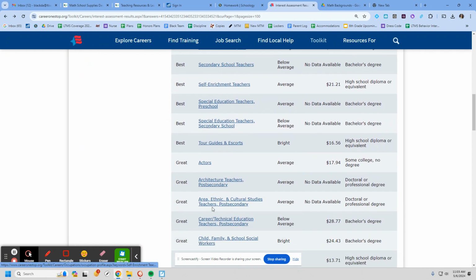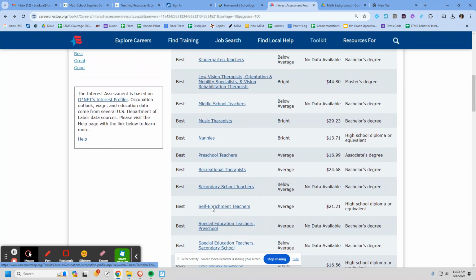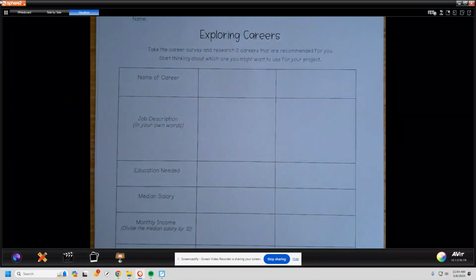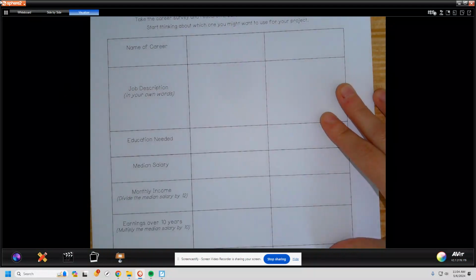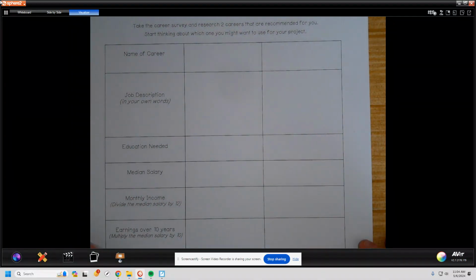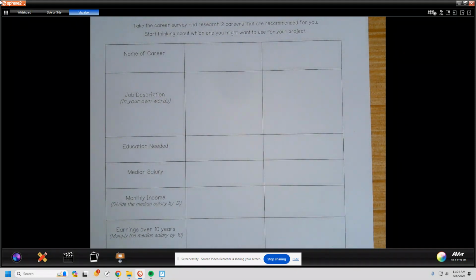Once you have looked through several jobs, you're going to end up narrowing it down to two careers that you're interested in. And then you're going to fill out a sheet that looks like this. So you're going to fill out this chart, career one and career two. Basically, all of this information you're going to find on the website. And if you can't find it on the website, just go on Google and look it up. You can find it on some other website, I'm sure.